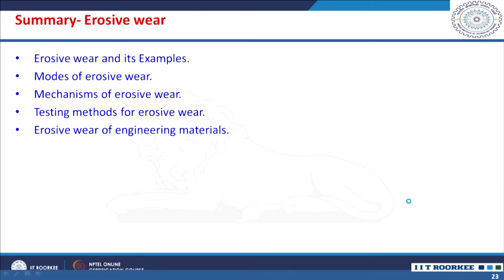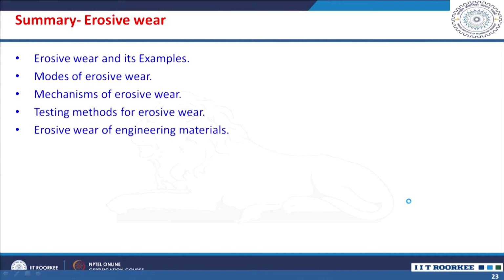So, finally, summarizing this erosive wear. We understood what erosive wear is: particles or a fluid impinging on the material, so that the material is removed. That material removal is called erosive wear. You will have slurry erosion, cavitation erosion, or solid particle erosion.